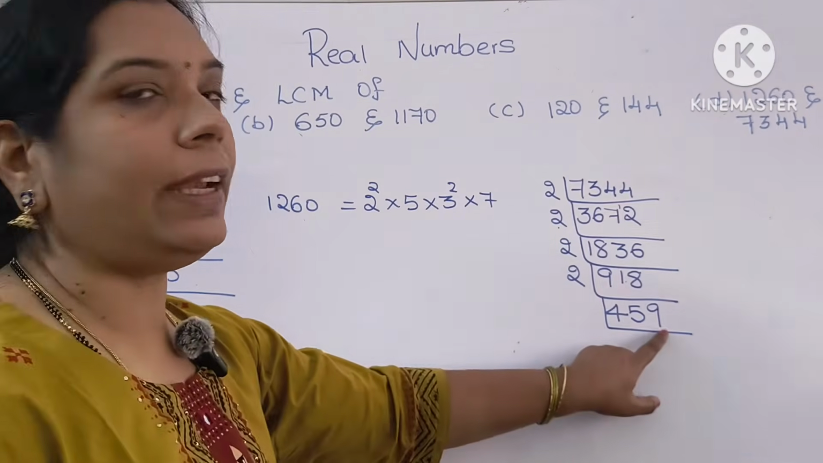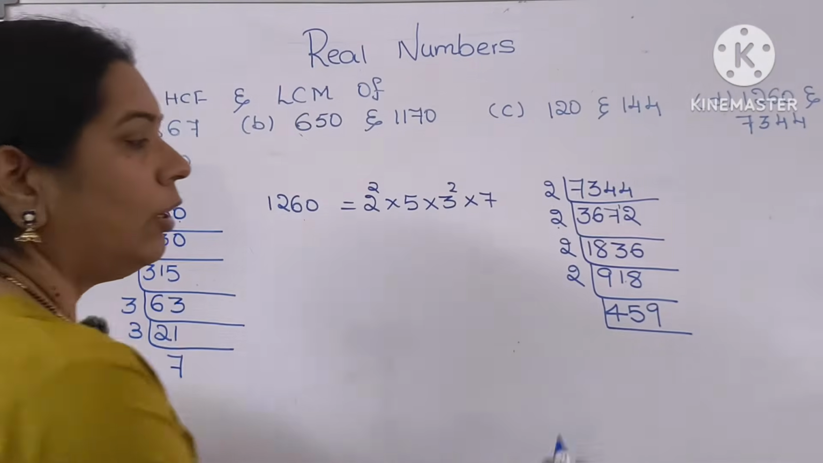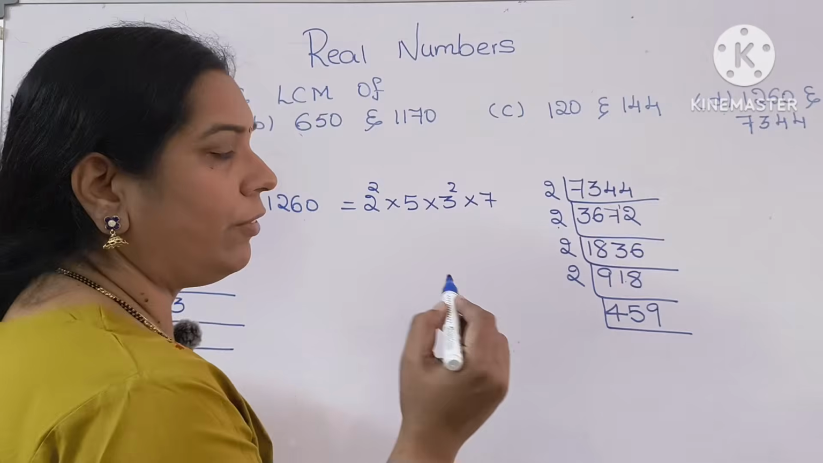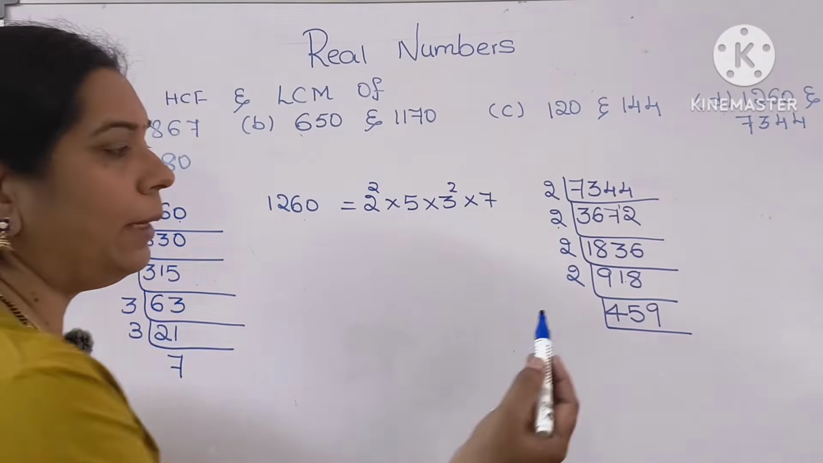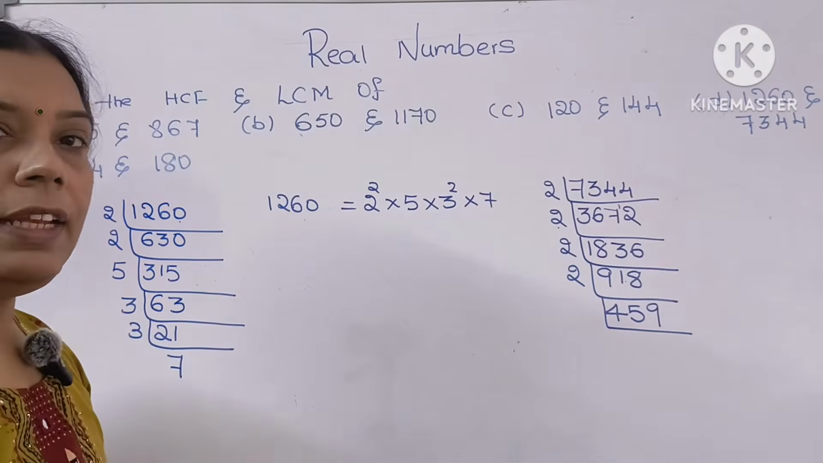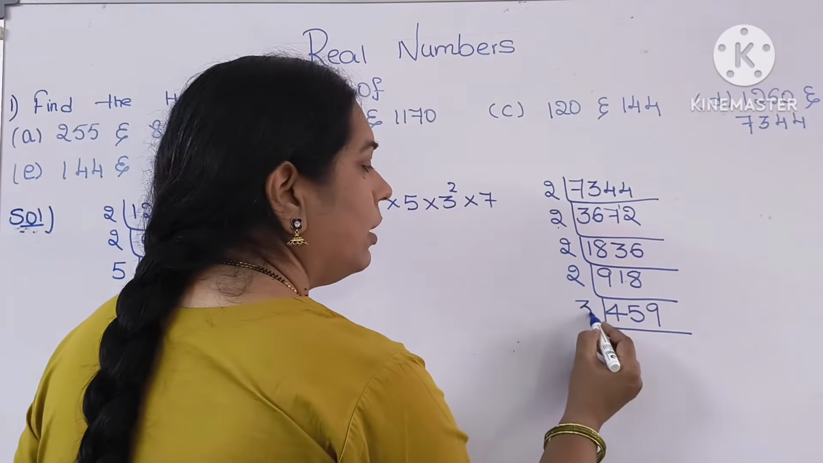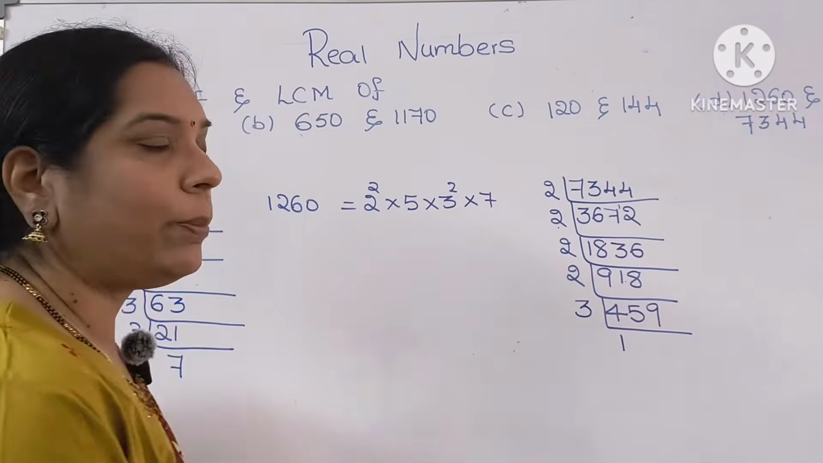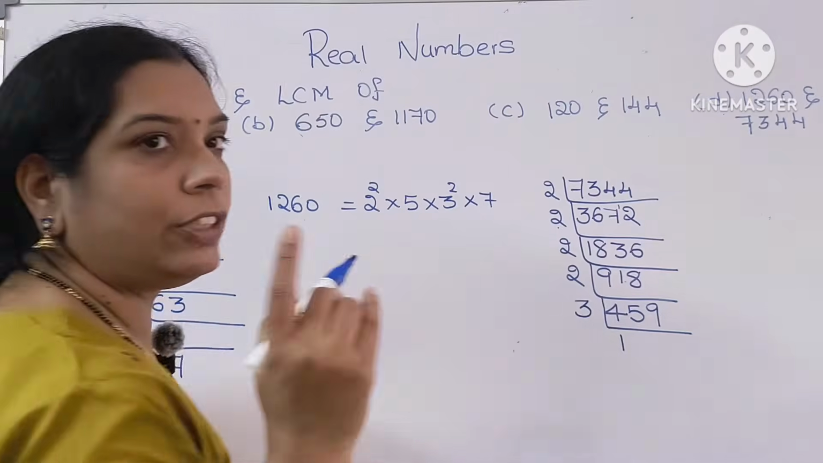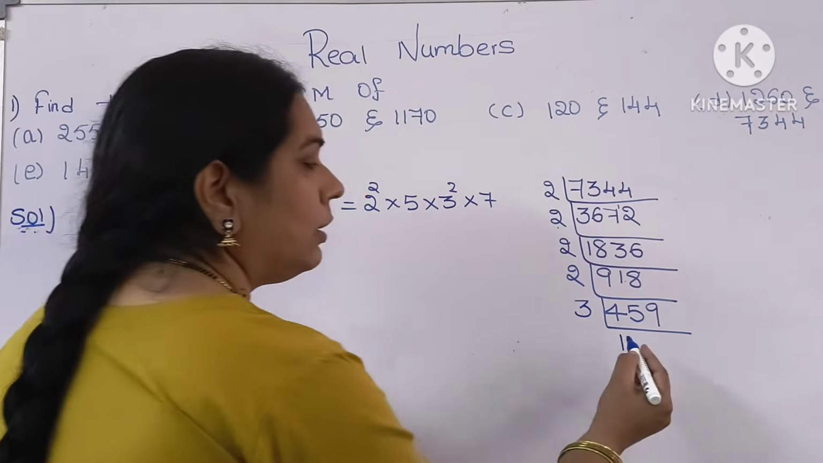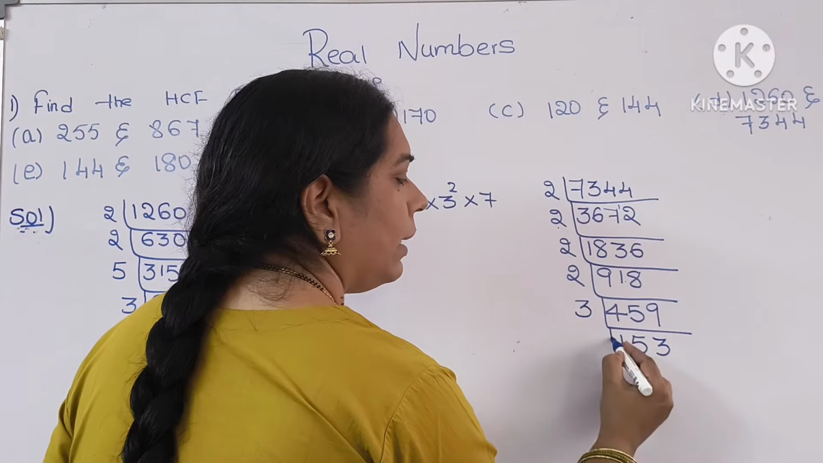Now, see, this is ending with an odd number. So, we cannot divide it with 2. Now, with which number do we have to divide? Add the digits. 4 plus 5, 9. 9 plus 9, 18. 18 is a number that comes in the 3 table. So, you can divide it with 3. 3 ones are 3. Repeat the same process. 4 minus 3 is 1. 1 and the next digit 5 makes it 15. 3 fives are 15. 3 threes are 9.